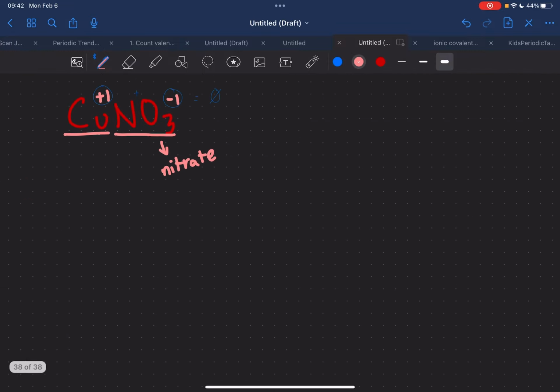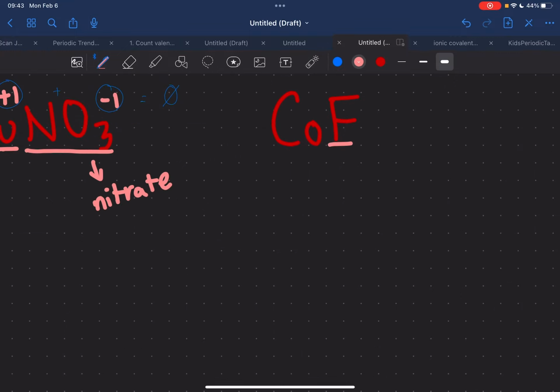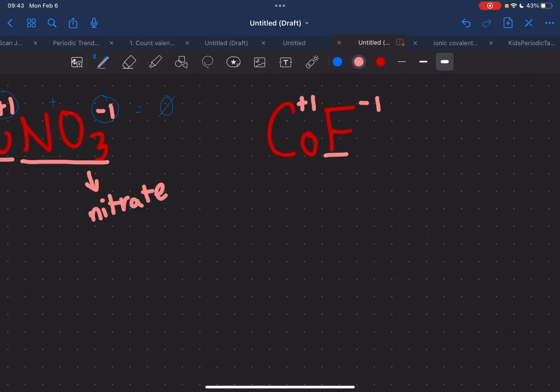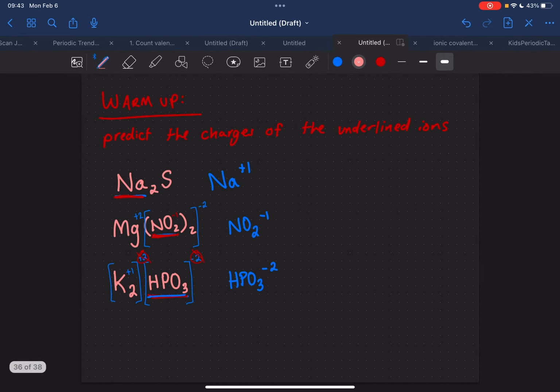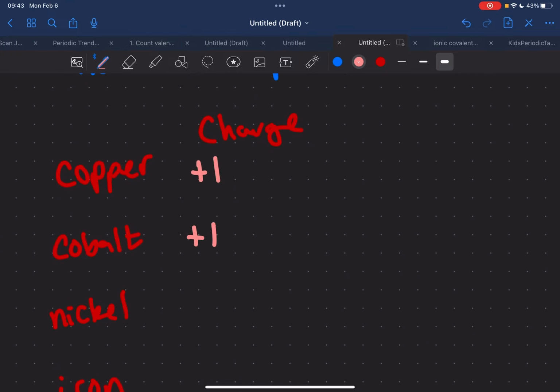And we can move on to cobalt. For cobalt, I want us to look at CoF. Let's try that one. All right, so F is fluorine, and when that's in an ionic compound, we call it fluoride. Fluoride has a charge of -1 because it's in the 7th column of the periodic table. And cobalt then, since we only have one cobalt ion, must also have a +1 charge. There we go. Pretty easy. So cobalt has a +1 charge.